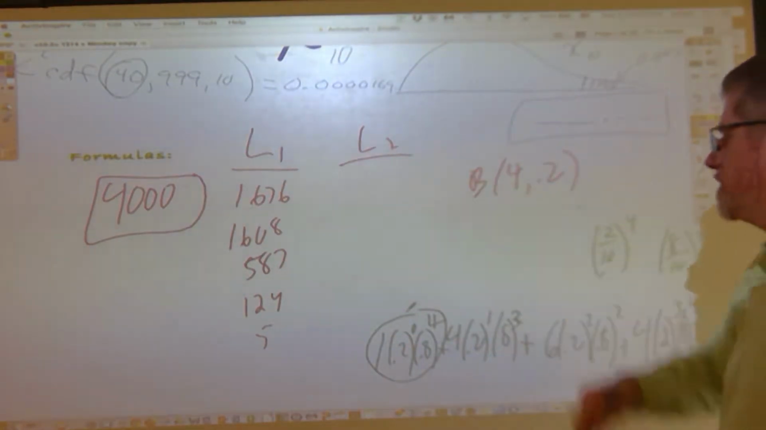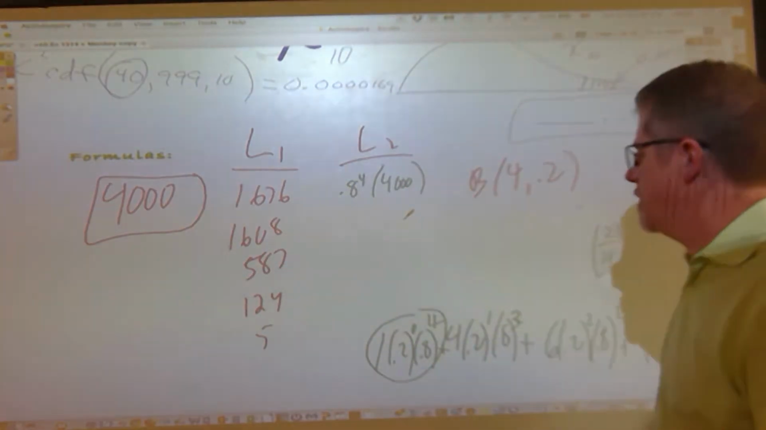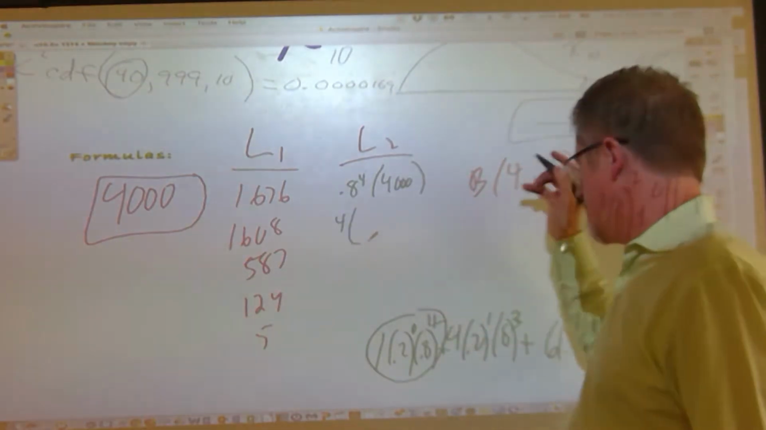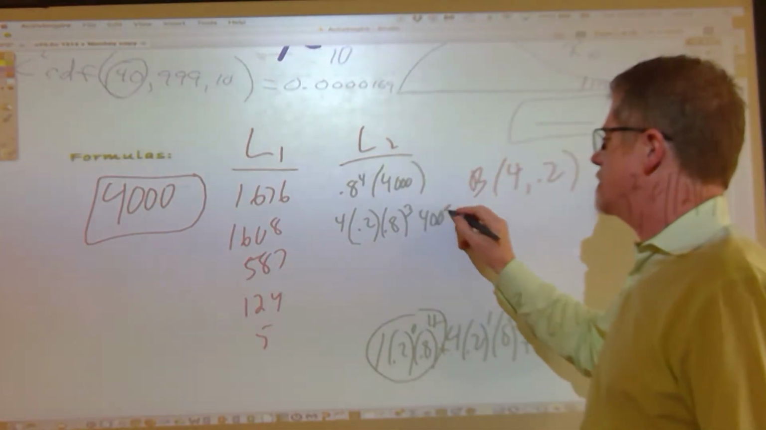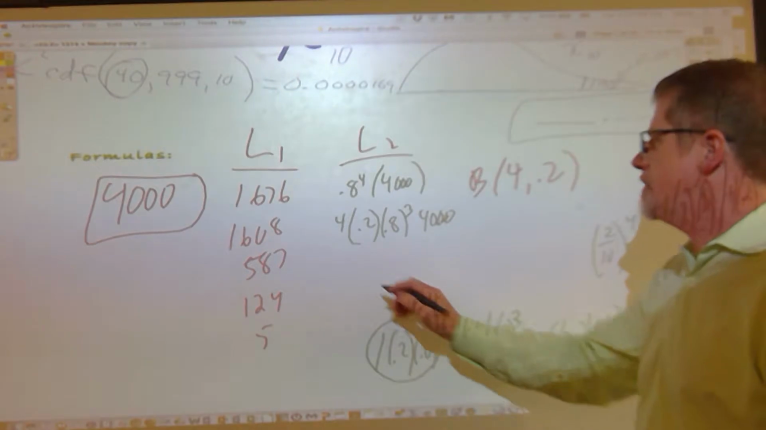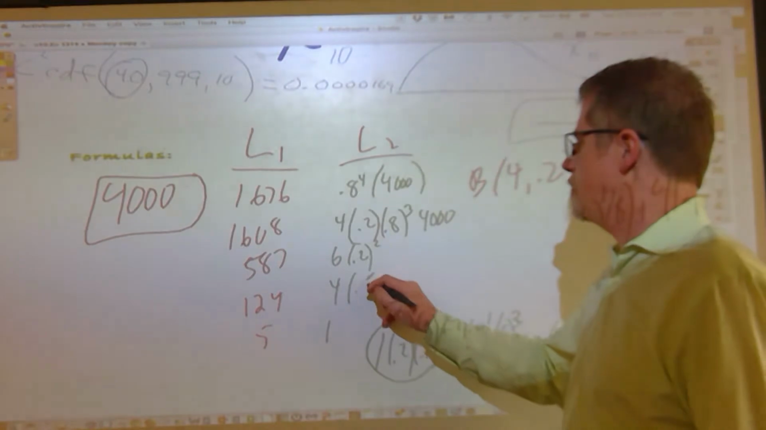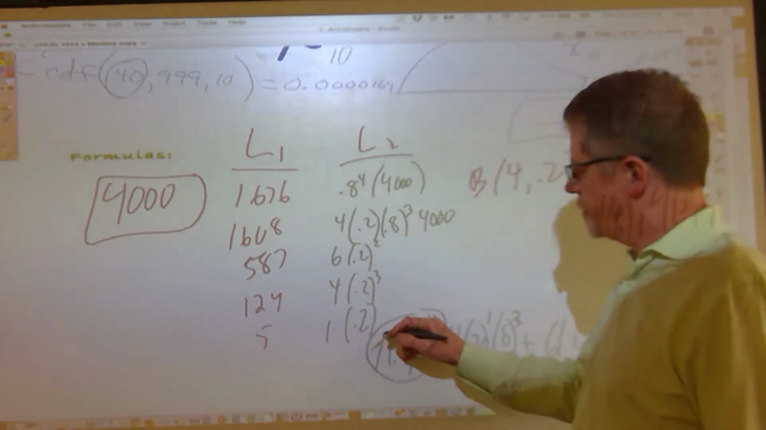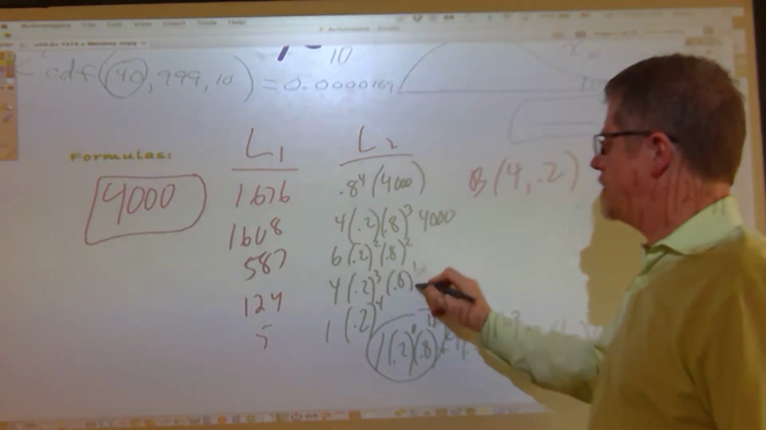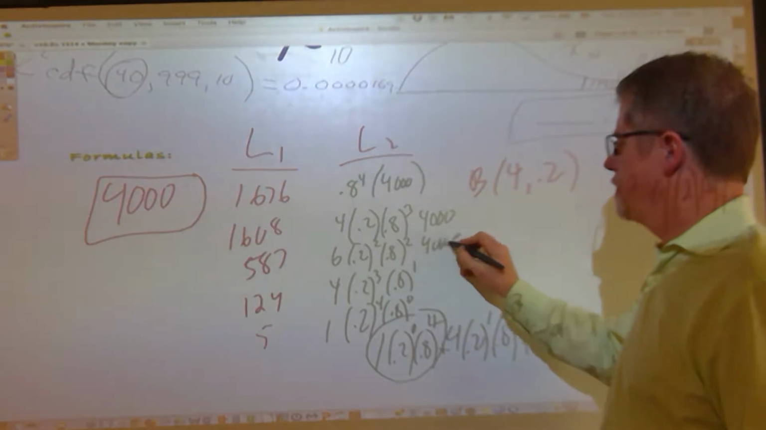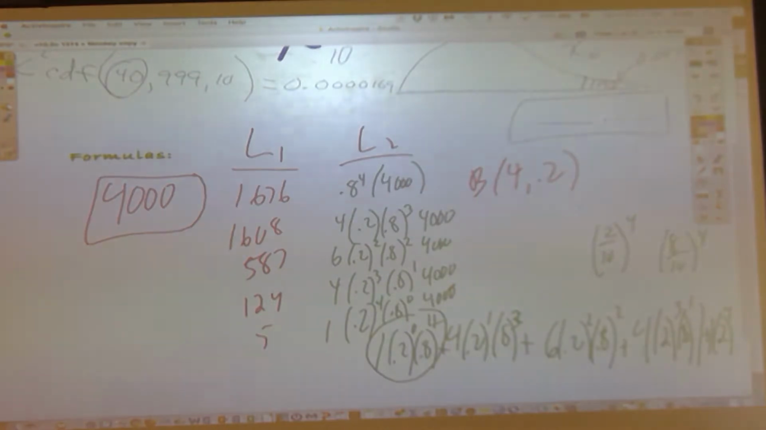So if you're wondering what's the first number in list 2, it's 0.8 to the fourth times 4,000. What's the second number in list 2? It's going to be 4 times 0.2 times 0.8 cubed times 4,000. The third number in list 2 is going to be 1, 4, 6, 4, 1. This is 0.2 to the 0, 0.2 to the first, 0.2 squared, 0.2 cubed. It's all very systematic coming from the binomial distribution. It's going to be 0.8 to the fourth, 3, 2, 1, and 0, 0.8 to the 0. Then you can run a chi-squared goodness of fit test to get a p-value.